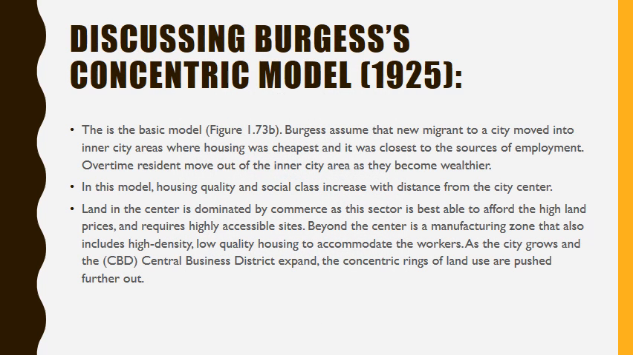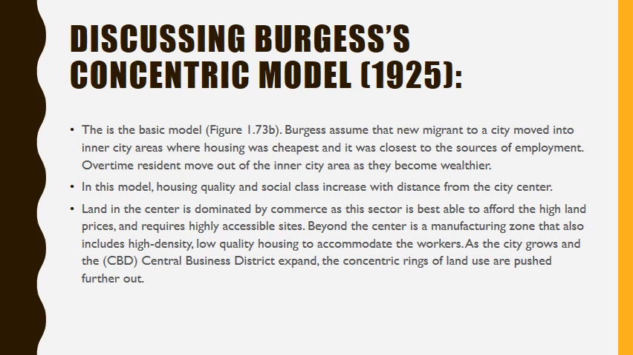Discussing Burgess's concentric model in 1925. This is the basic model, figure 1.73b. Burgess assumed that new migrants to a city moved into inner city areas where housing was cheap and it was closest to the source of employment. Over time, residents move out of the inner city areas as they become wealthier. In this model, housing quality and social class increase with the distance from the city center.